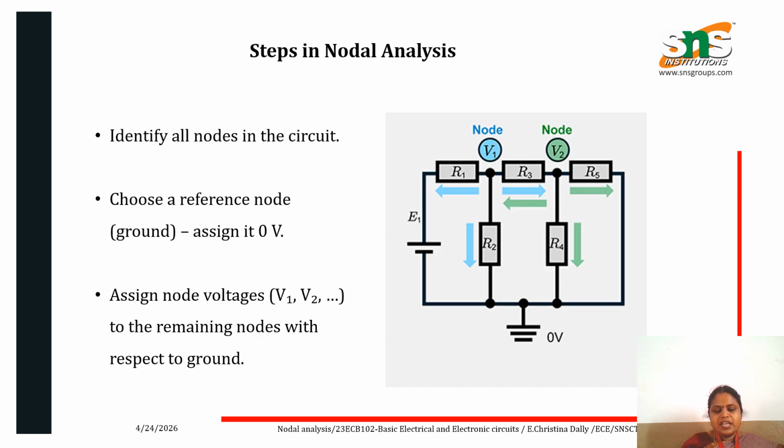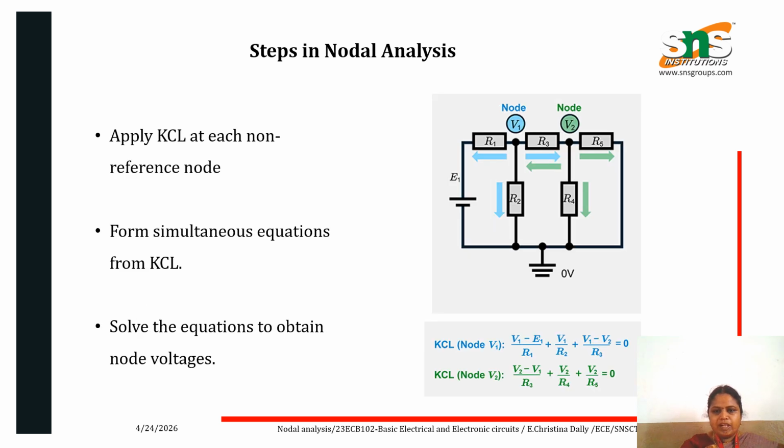Here we are going to see the steps in nodal analysis. First, we have to identify all the nodes in the circuit. We choose a reference node and assign it 0 volts. Next, we assign the node voltages V1, V2 and so on for the remaining nodes, with respect to the ground. Here the resistors R1 and R3 are connected, so across these resistors we find the node V1, and with R3 and R5 we calculate the node V2.